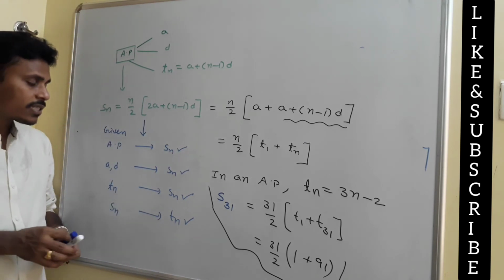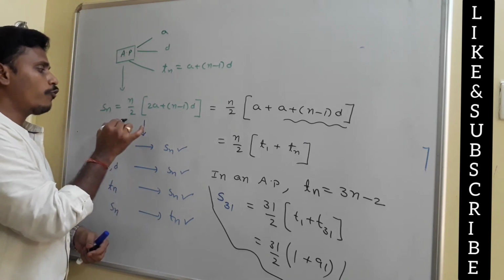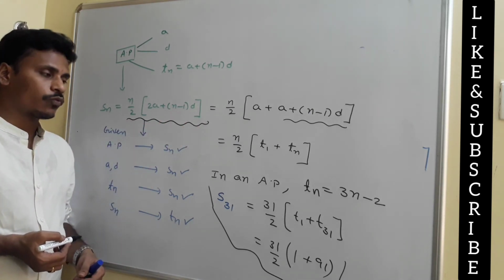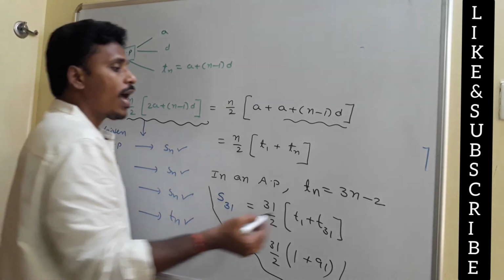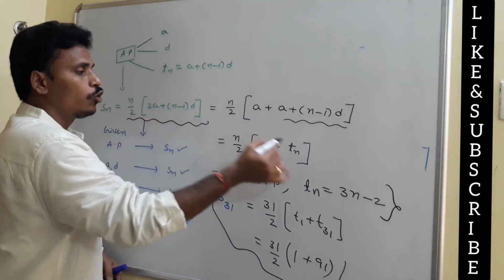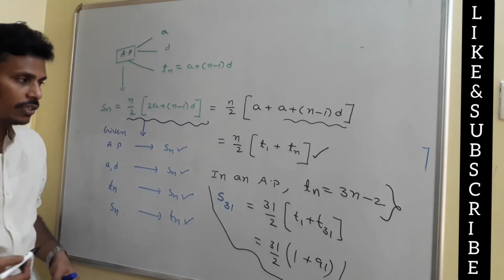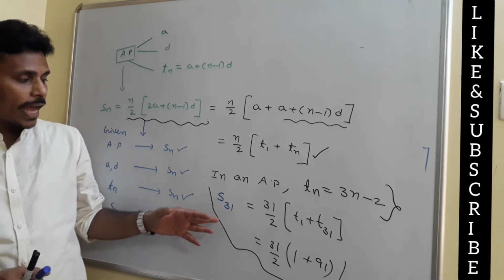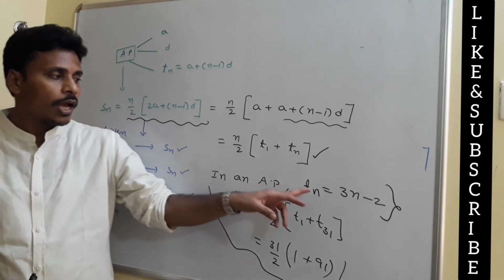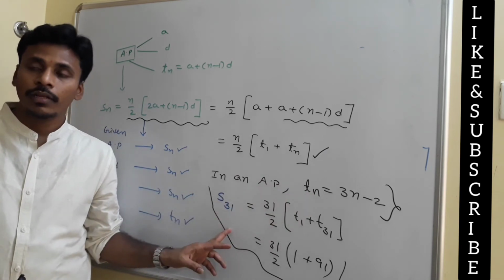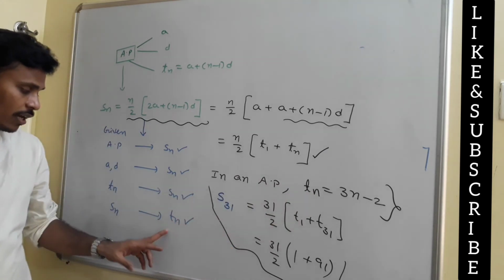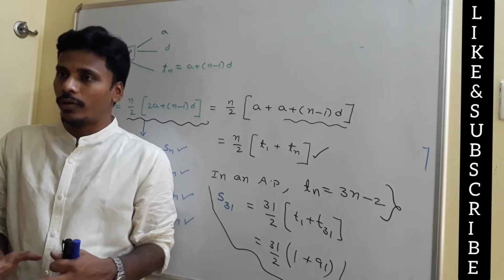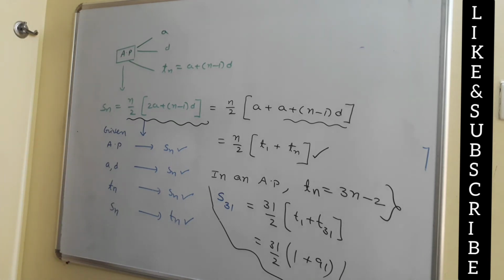See, to find the sum of n terms of the arithmetic progression, if a, d, n are known, you can use n by 2 times of 2a plus n minus 1 into d. Or otherwise, if you have tn as 3n minus 2, then use n by 2 times of t1 plus tn to find the sum of n terms. This is one such problem. This is the way to calculate Sn or S31 with tn. But how to calculate tn from Sn? If Sn is known, then how to calculate the nth term of the sequence? See, there exist many ways and I am going to solve those.